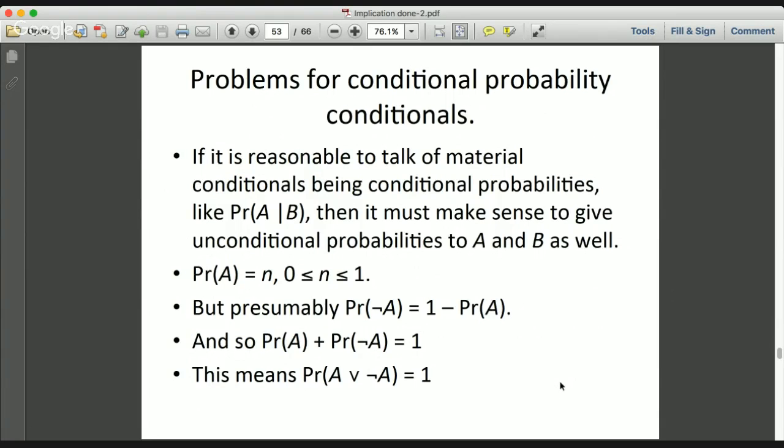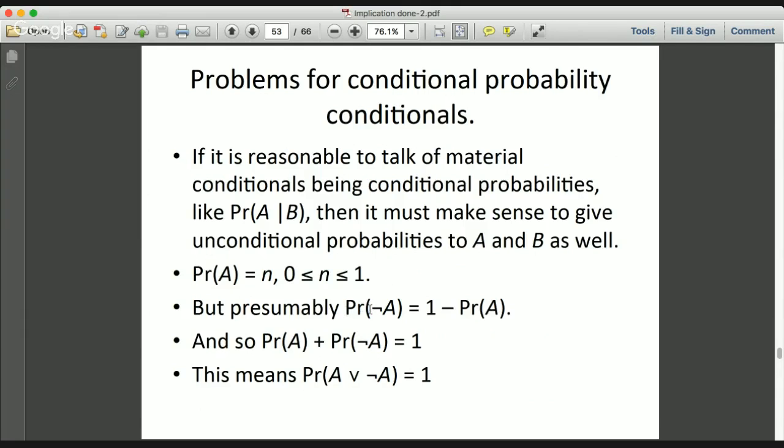Okay, so there are problems with this. If it's reasonable to talk of material conditionals being conditional probabilities, which is probability of A given B, then it must make sense to give unconditional probabilities to A and B as well. So if the probability of A is n, where n is somewhere between 0 and 1, let's just say the probability of A is somewhere in between 0 and 1.